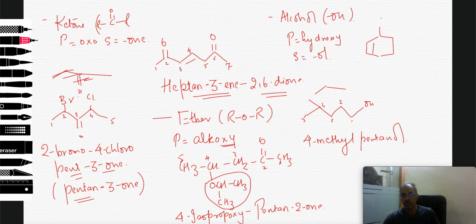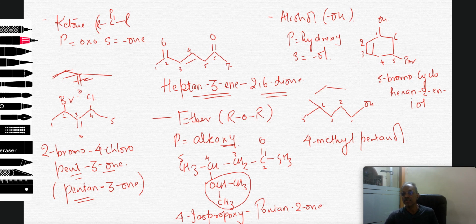If I take one more example, OH, then it will be 1 and it will be here. Then it will be 1, 2, suppose 4, and suppose if I take here bromine, so it will be 5 and this is 6. So I will say 5 bromo cyclohexane 2 in 1 all.